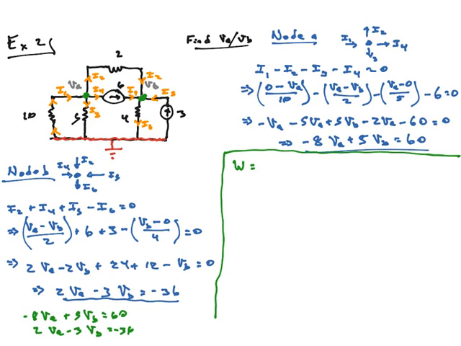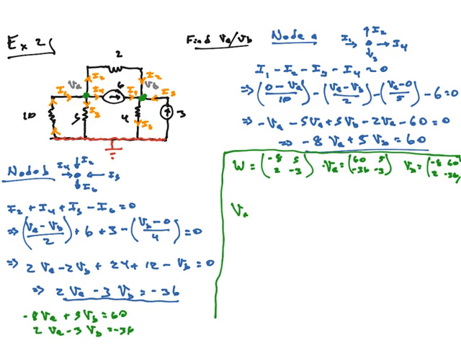The W is just the coefficients, so minus 8, 2, 5, negative 3. Then we have the VA, which will be 60, negative 36, 5, negative 3. And we have the VB, negative 8, 2, 60, negative 36. All right, so those are my three matrices.